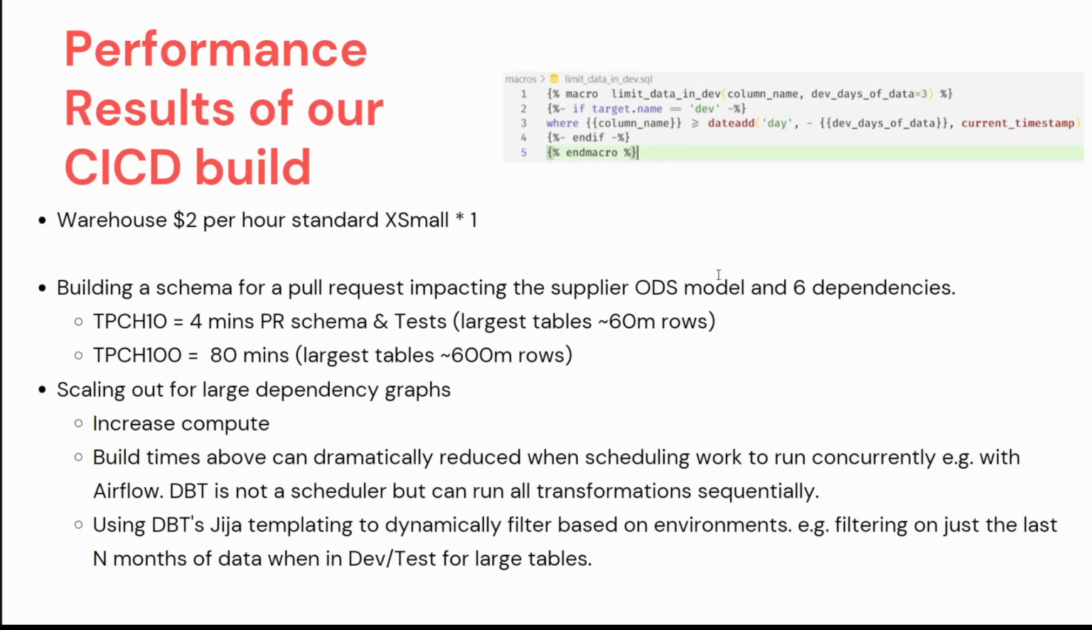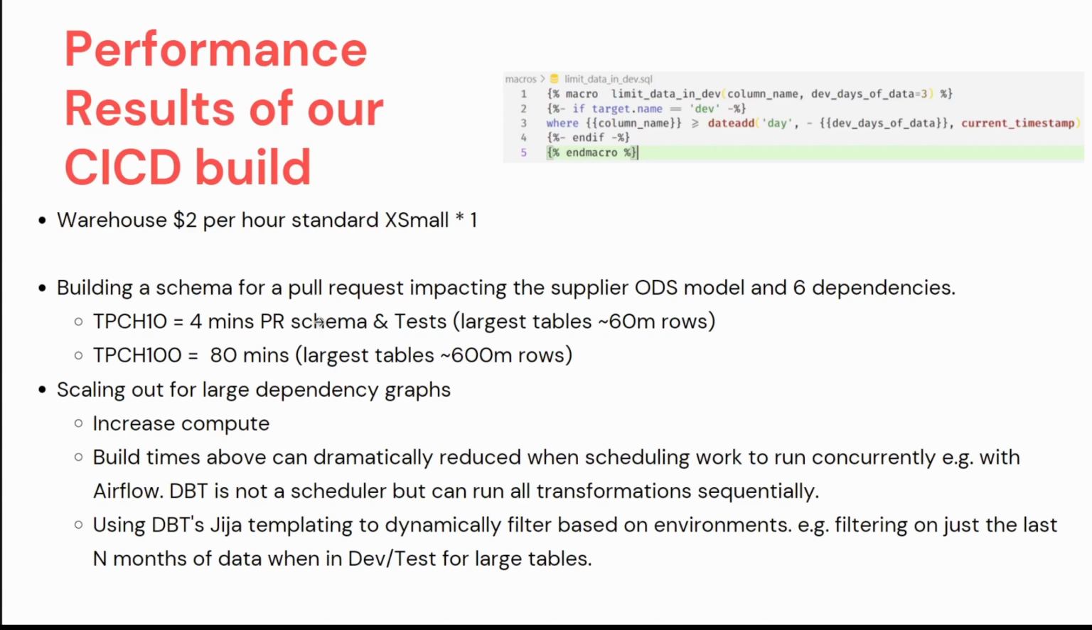In relation to performance, for our continuous integration and delivery builds, again, the warehouse we were using was an XS small at $2 per hour. When scaling up this data source from TPC-H 10 to TPC-H 100 on the small XS warehouse, the amount of processing time to produce our pull request schema changed from 4 minutes to 80 minutes. Now, I don't know about you, but I don't believe any developer is going to want to wait 80 minutes for all of these tests and pull request schemas to be generated.